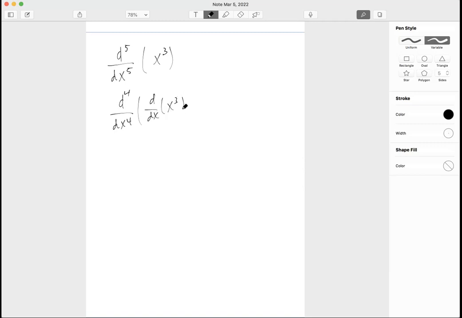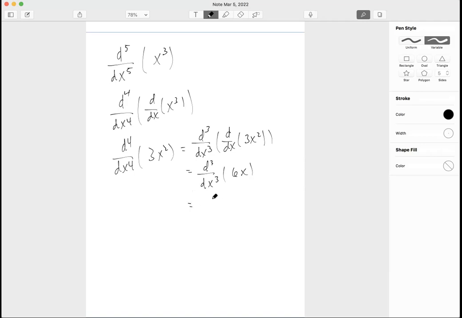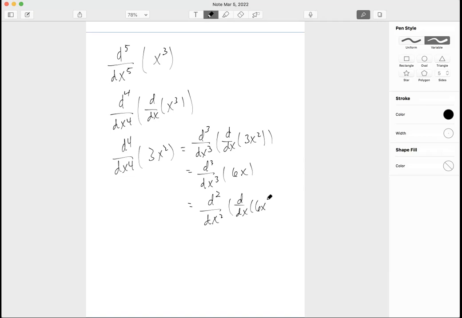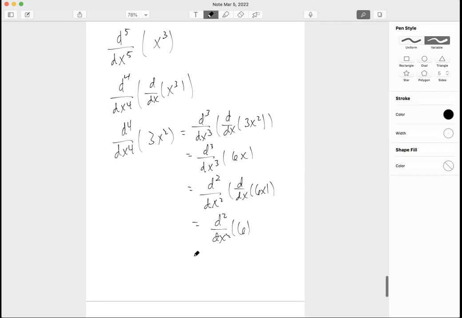So first we take the derivative of x cubed, get 3x squared, and then we take the derivative of 3x squared, and we get 6x, and then we take the derivative of 6x, we get 6, and then we take the derivative of 6 and we get 0, which is 0.